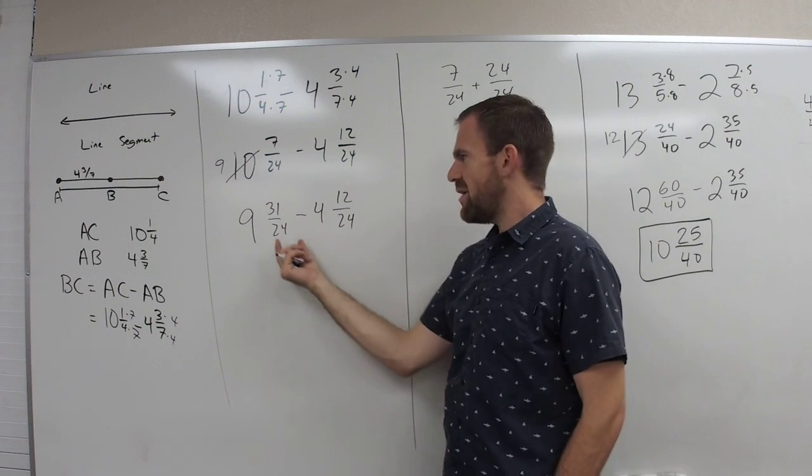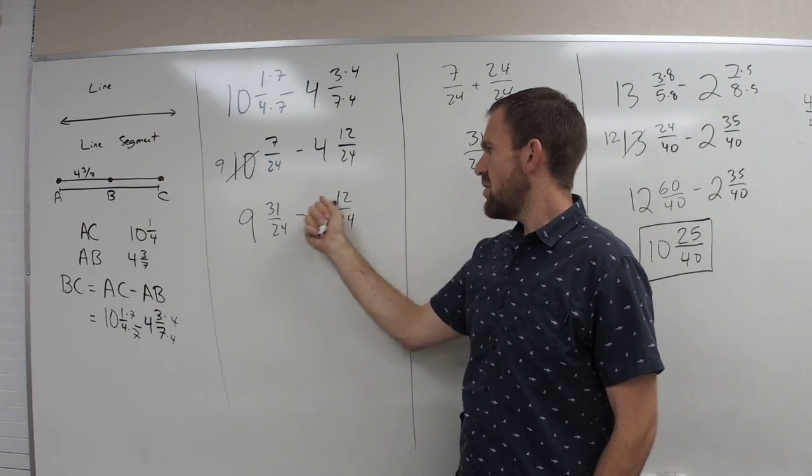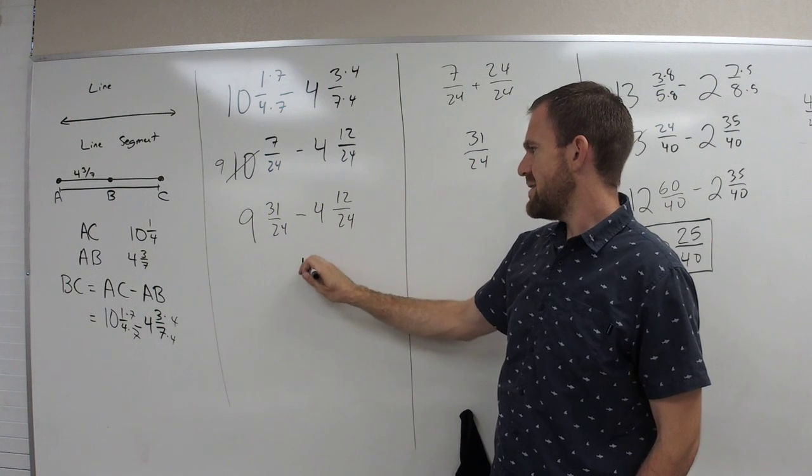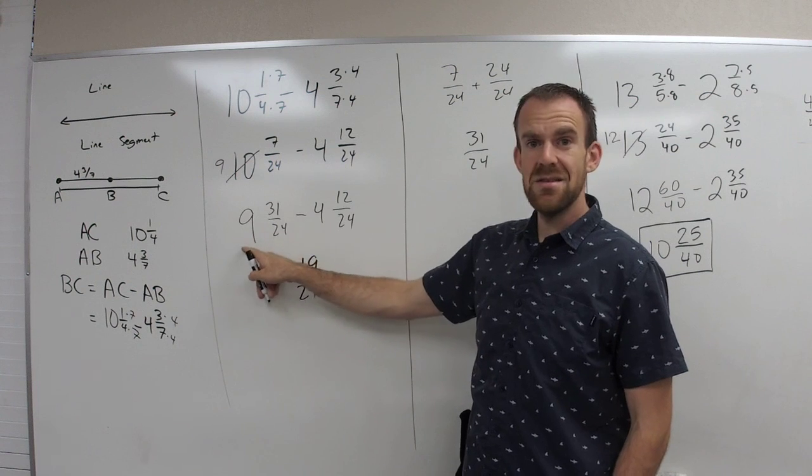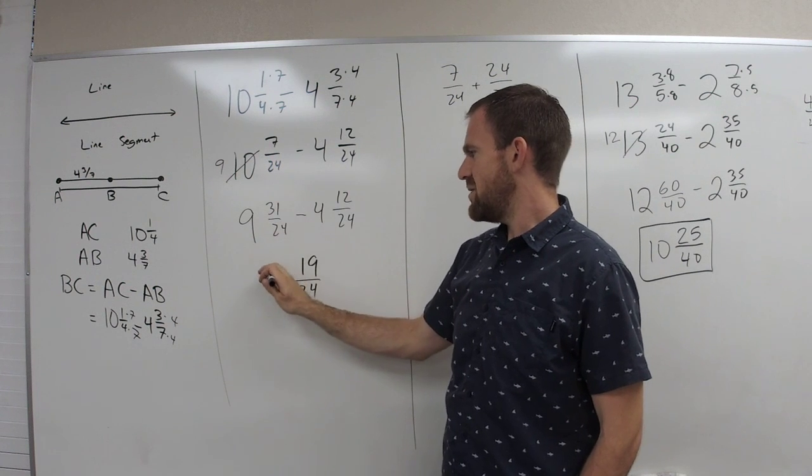Now that I subtract them, I will subtract the fractions first. 35 minus 12 is 23, if I'm not mistaken. So 23 over 28, and then I subtract the whole numbers. 9 minus 4 is 5.